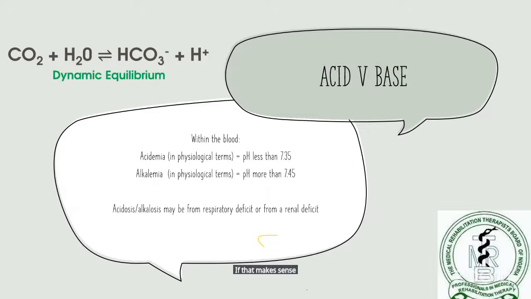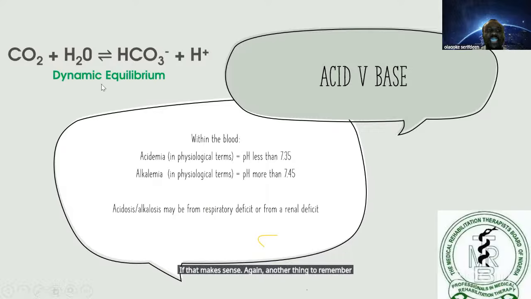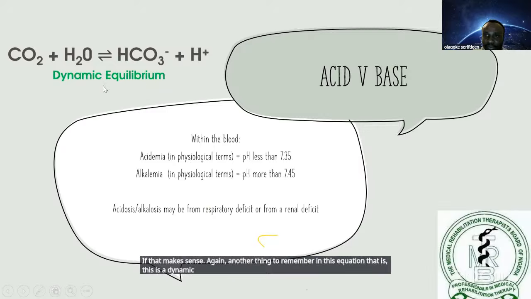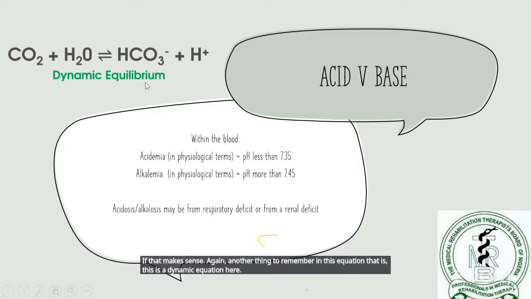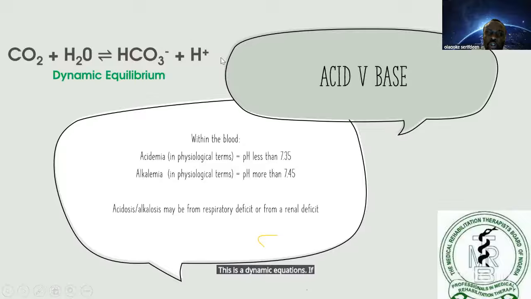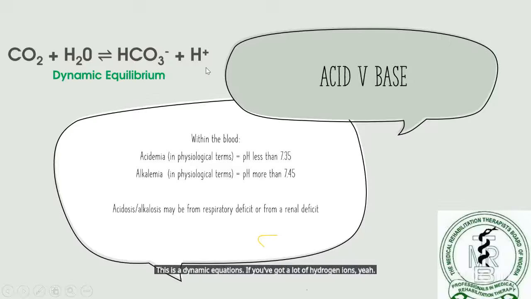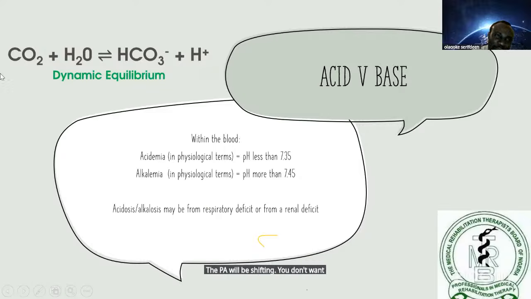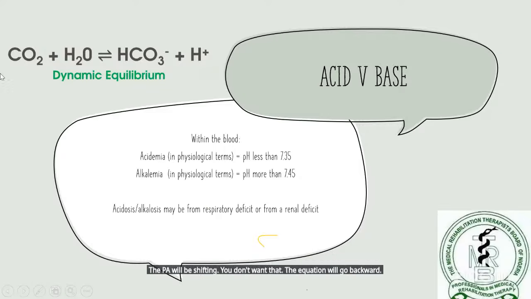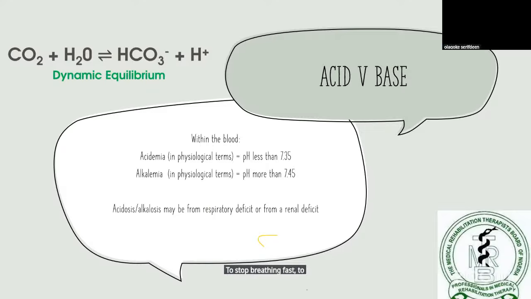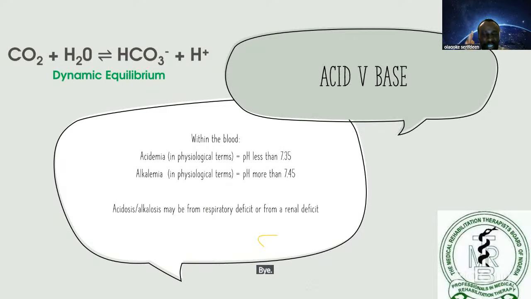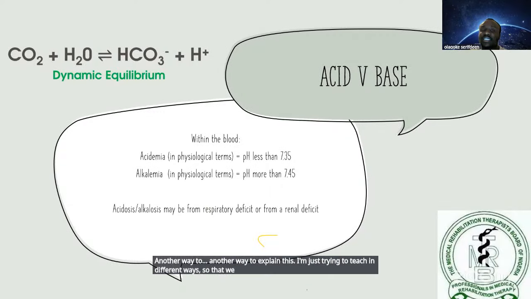Another thing to remember in this equation is that this is a dynamic equation. If you've got a lot of hydrogen ions here, the pH will be shifting. You don't want that. The equation will go backward. You will start breathing fast to remove the hydrogen ion. Another way to explain this, I'm just trying to teach in different ways so that we can understand this.